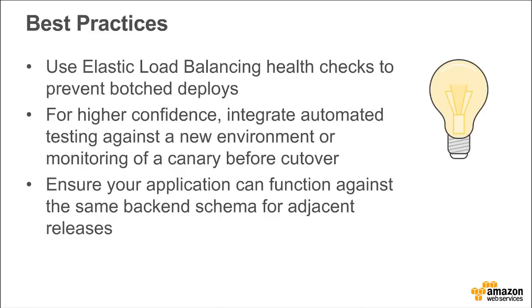And then lastly, and this is one that's sort of subtle, with all of these different strategies, for some amount of time we're operating multiple revisions of our application in production. So we want to ensure that our application can function against the same backend database or backend dependencies for adjacent releases. In the rolling deploy or the doubling deploy, we have 4 tasks up running different revisions. We have to ensure that all 4 tasks can operate concurrently.